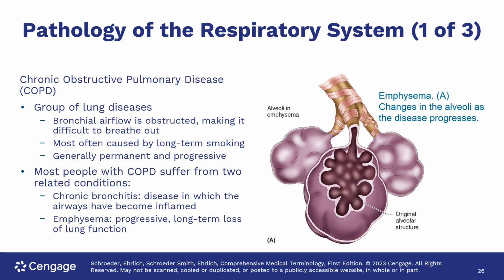Diseases of the respiratory system include COPD, or chronic obstructive pulmonary disease. This diagnosis is actually a group of diseases where airflow out is obstructed. The two most common conditions are chronic bronchitis, which is what? Bronch is bronchi. Itis is inflammation, so inflammation of the bronchi. Also common is emphysema, which is progressive loss of lung function.